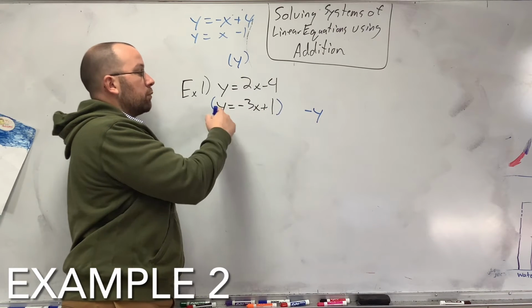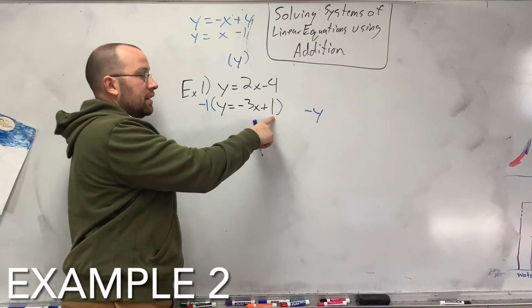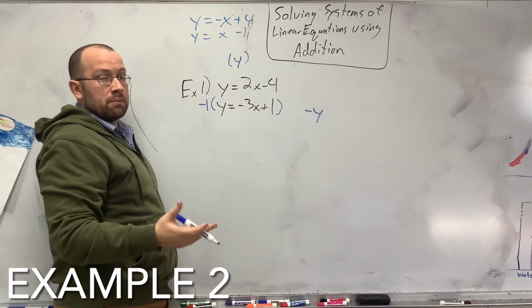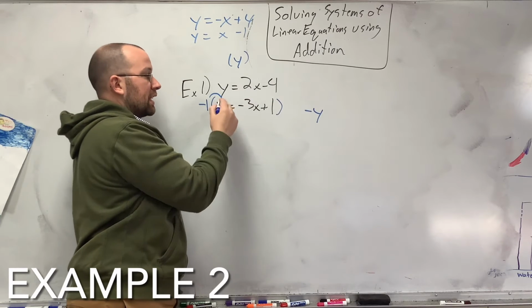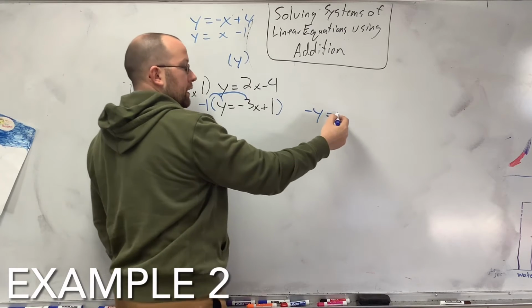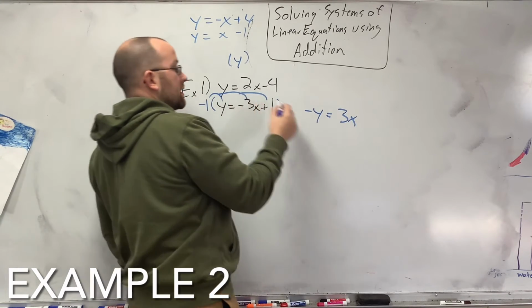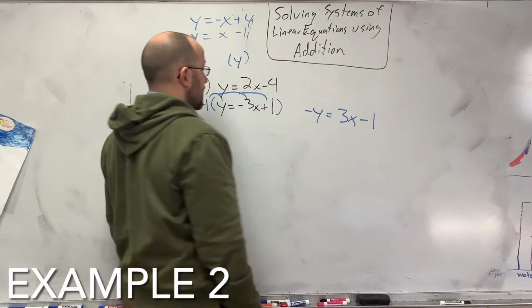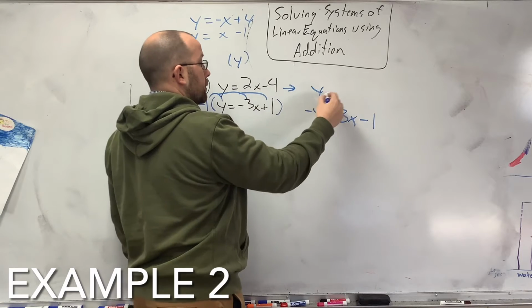But if I multiply one of the parts by a negative, I have to multiply everything in that equation by negative 1. So multiply that by negative 1 and get negative y. Then multiply negative 1 times negative 3 and get positive 3. Then negative 1 times 1 gives me negative 1. Then I just bring the other equation over.